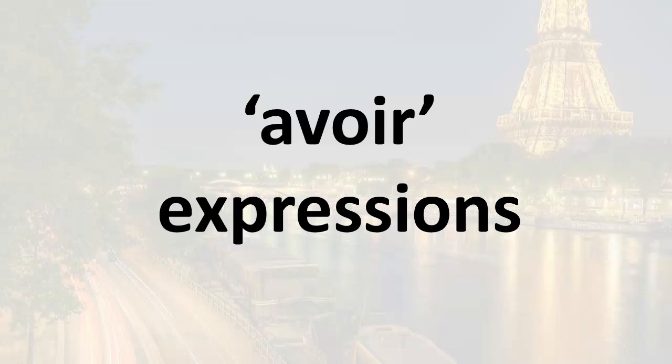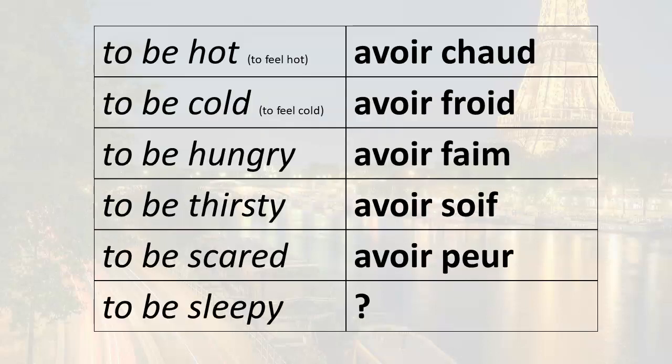Hello everyone, welcome. Let's continue learning some of the very important avoir expressions in French. So far in previous lessons, you learned how to say to be hot, avoir chaud, to be cold, avoir froid, to be hungry, avoir faim, to be thirsty, avoir soif, to be scared, avoir peur. In this lesson, we're going to learn how to say to be sleepy. So how do you say to be sleepy in French?